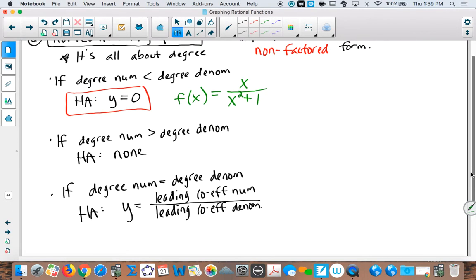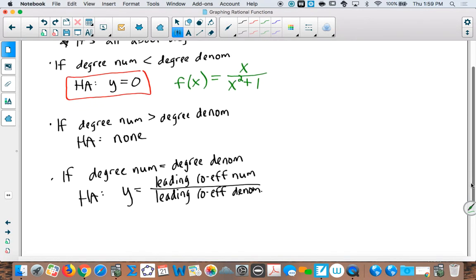Second option, if the degree of the numerator is greater than the degree of the denominator. So again, simple example, you could say something like, I don't know, x to the third plus 1 over x. As long as the degree of the top is bigger than the degree of the bottom, there will be no horizontal asymptote. It's possible we don't have one of those, okay?